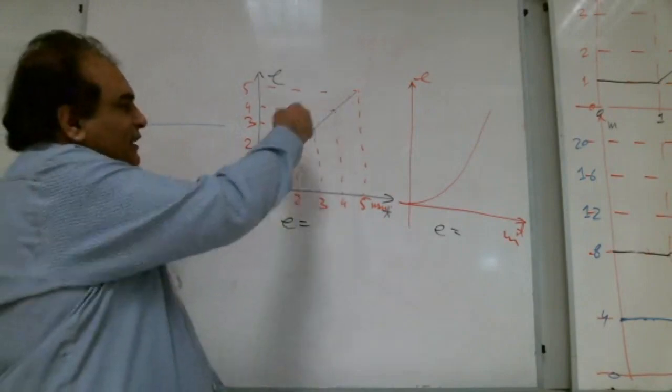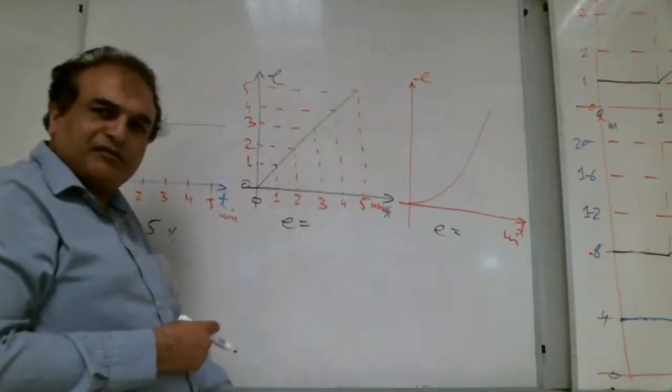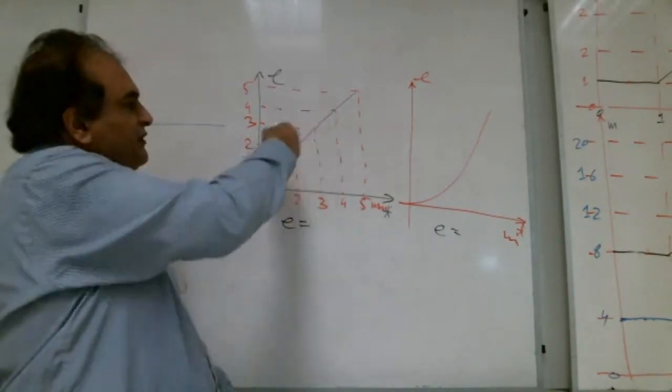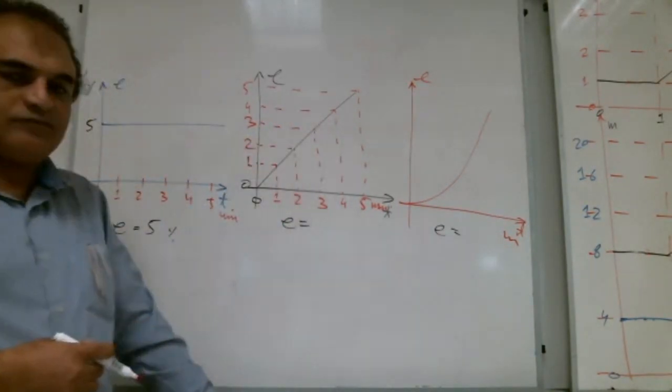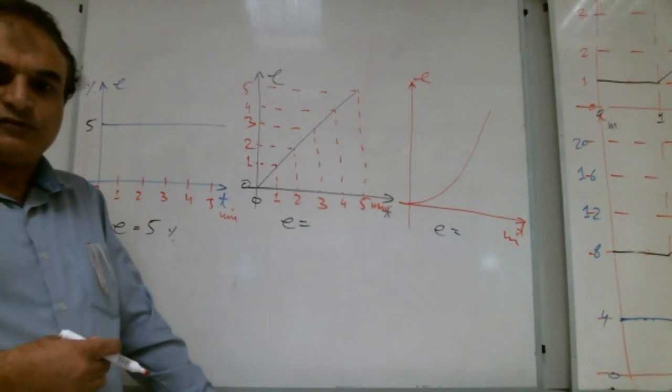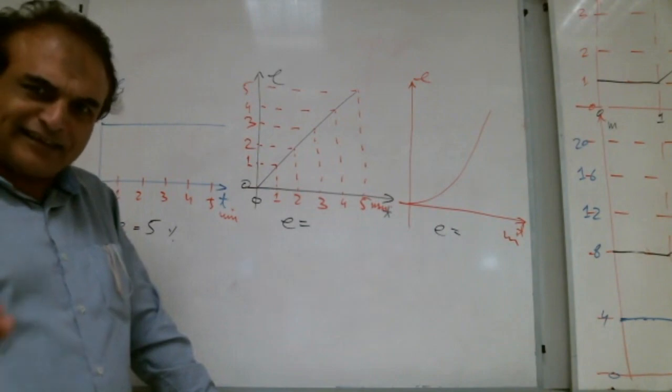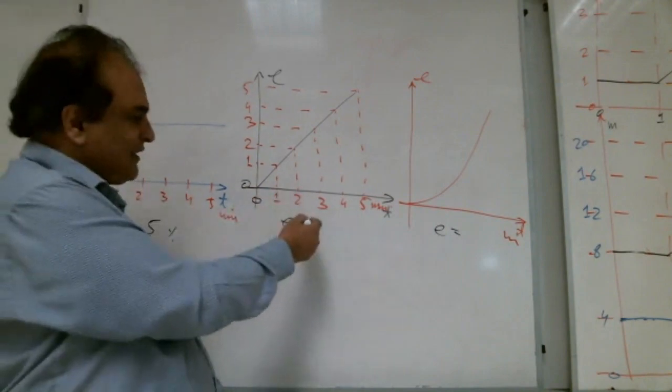This line has what equation? Can somebody find the equation of this line? What is the equation of this line? Yeah, tell me, a lot of brothers are writing the equation. Tell me here, what is error here equal to?